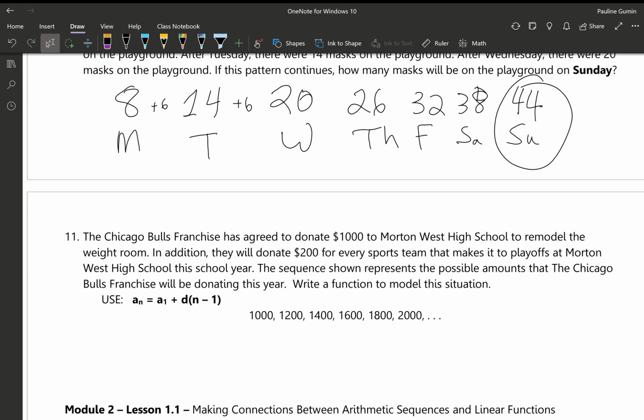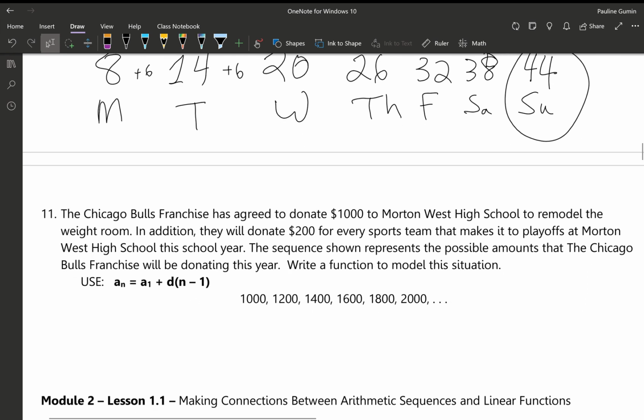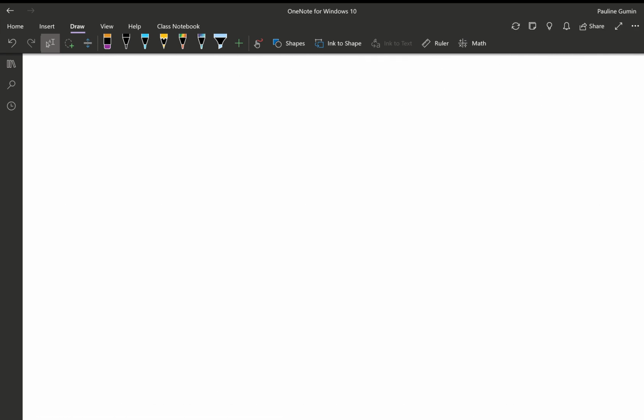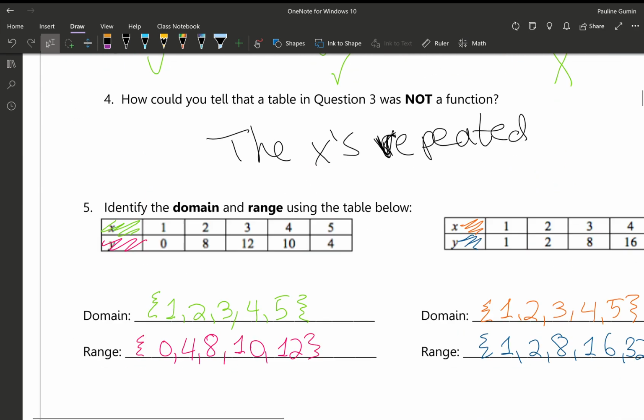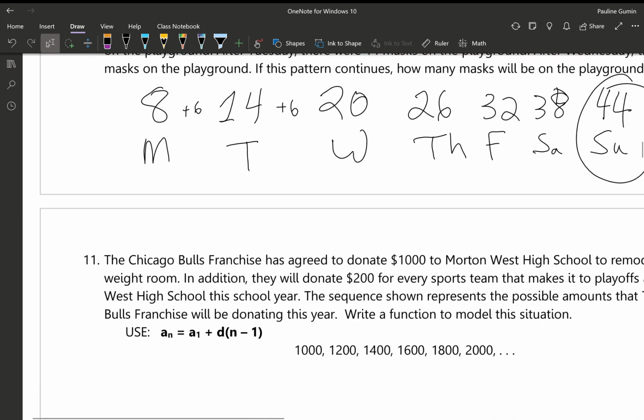Number 11. The Chicago Bulls franchise has agreed to donate $1,000 to Morton West to remodel the weight room. In addition, they donate $200 for every sports team that makes it to the playoffs at Morton West this year. Oh, wouldn't that be great, though? The sequence shown represents the possible amounts the Chicago Bulls franchise will be donating. Write a function to model this situation.